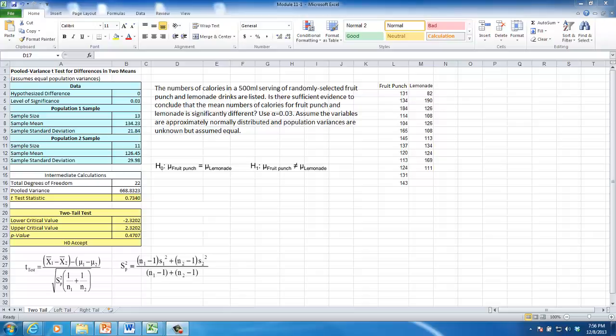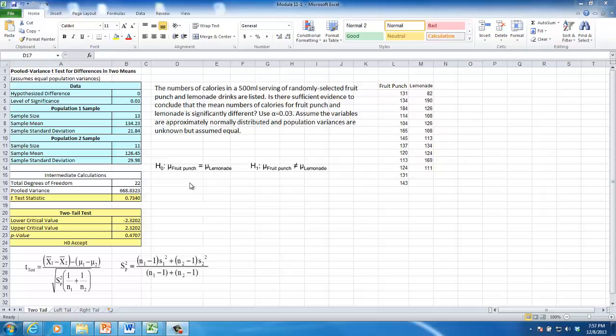Hypothesis testing to compare the means of two different populations. In this case, we want to compare two population means and find out if they are equal, if one population is greater than the other, or one population is less than the other. Now, let's take a look at our problem.